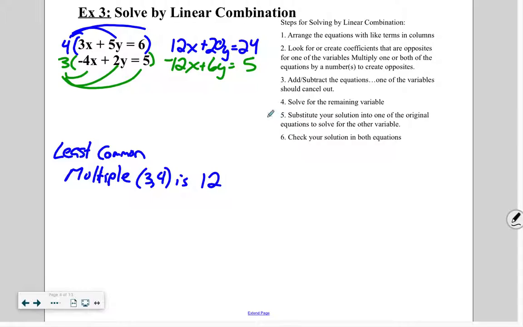So now we add like terms, create one equation. So this cancels out now. We get 26y, ooh, I made a boo-boo. 26y equals 39. Notice how I forgot to multiply that 3 by 5. So this should be a 15 right here. So now we're getting y equals 1.5.